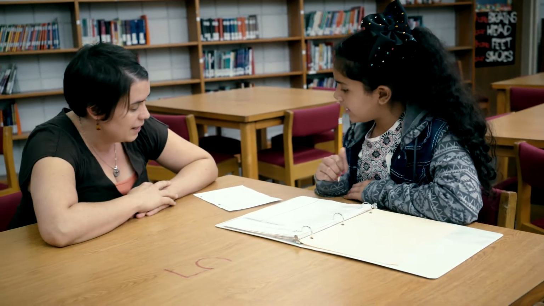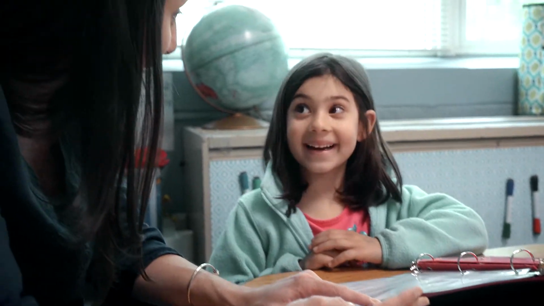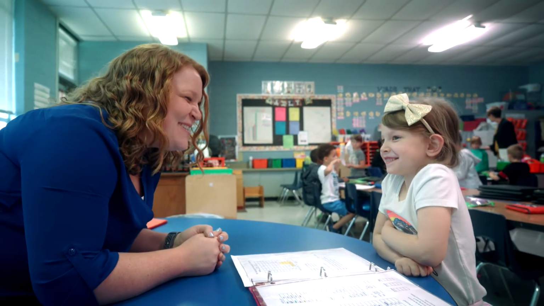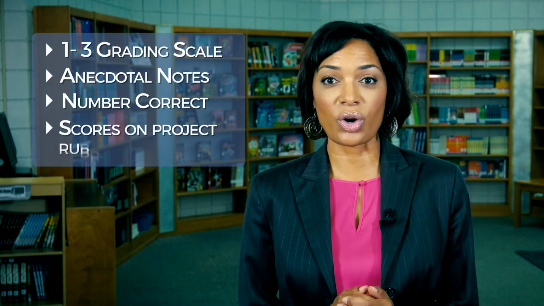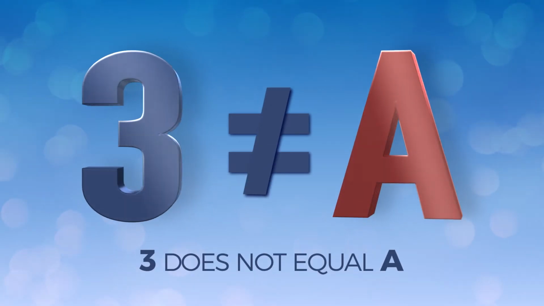Will teachers give any numerical grades? Well, in the normal course of collecting evidence related to students' progress, teachers will use a variety of methods to provide feedback to students. This will include the 1 to 3 grading scale, anecdotal notes, number correct, and scores on project rubrics. Does level 3 equate to an A? While there is no numerical formula to equate level 3 to an A or a percent accurate, level 3 does mean the student consistently completes grade level work expectations by demonstrating the skill or an understanding of the standard.